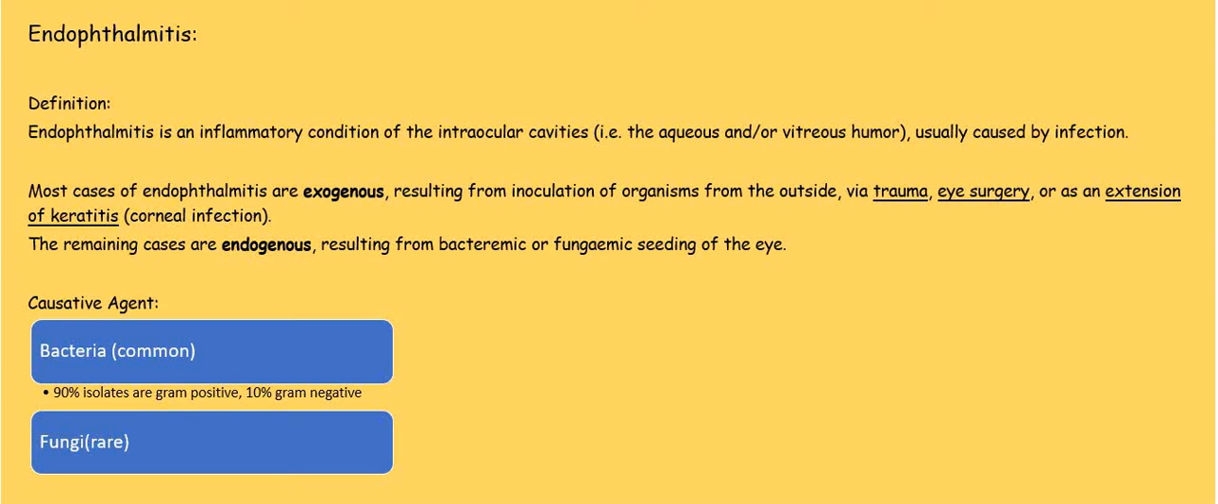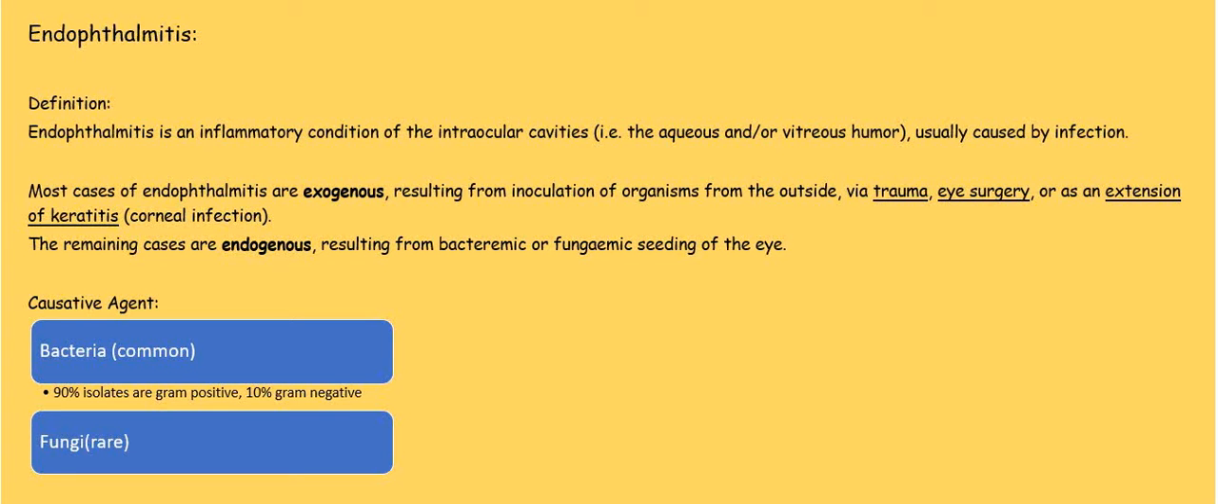Now let's talk about the causative agents. By far the most common causative agent are bacteria, in which gram-positive cause 90% of bacterial endophthalmitis. Rarely, endophthalmitis can be because of fungi like Candida. Viruses and parasites do not cause endophthalmitis, and when we are referring to an infection of the eye that is caused by a virus, we tend to use the term uveitis instead of endophthalmitis. So the term endophthalmitis is reserved for basically explaining infections of the eye due to bacteria or due to fungi.